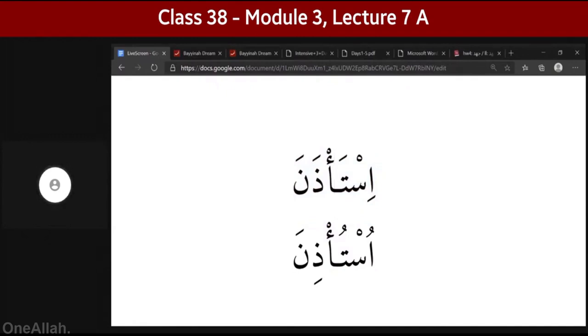Alif would make the ta longer, but hamza has its own sound. So if this was an alif, then I could say ustudina. But because this is a hamza, I can't change hamza to waw. So it's ustu'dina. Amal, that's correct. All the letters in the middle will take fatha, unless they have sukoon. Then they'll stay with sukoon.